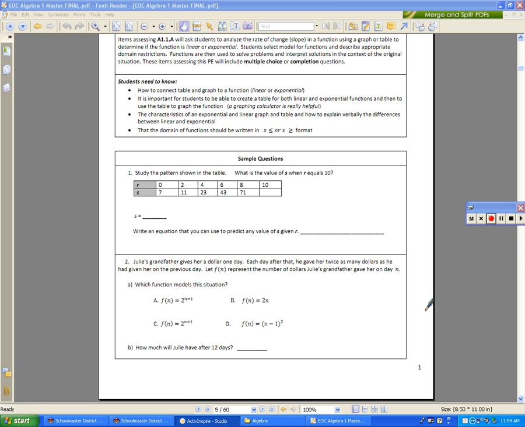Not 11 to the second power. No, 2 to the 11th power. Somebody tell me what you get from that. Okay, hold on. It'll be a big number. 2,048. So after 12 days, she's got $2,048.